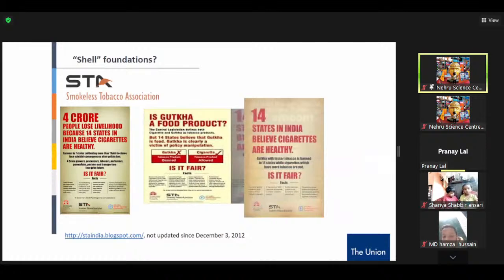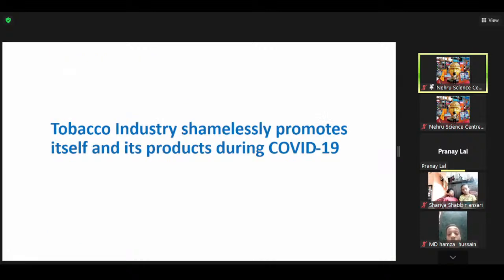And what they were able to do was try to convince that gutka is a food product, please regulate us, and if you're going to ban gutka, please also ban cigarettes. Why are you only banning gutka? Don't be unfair to us. Okay, so those are the kind of arguments that they will make.